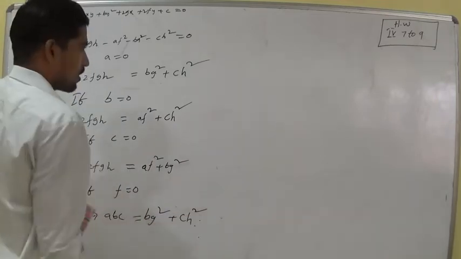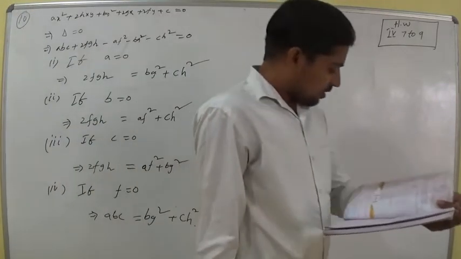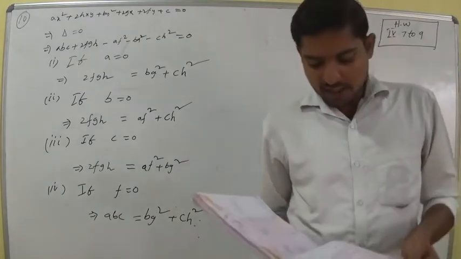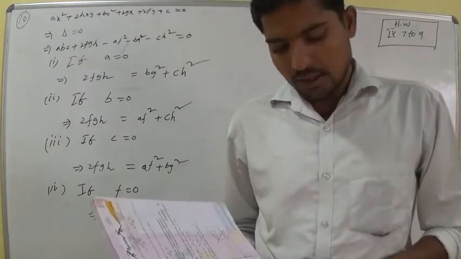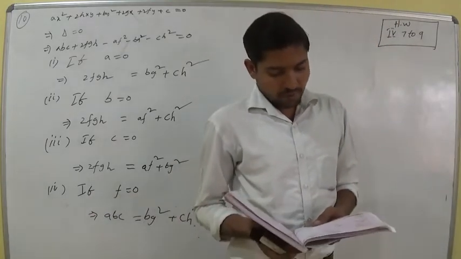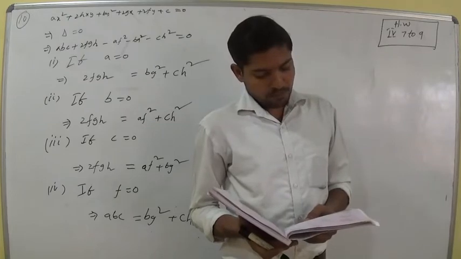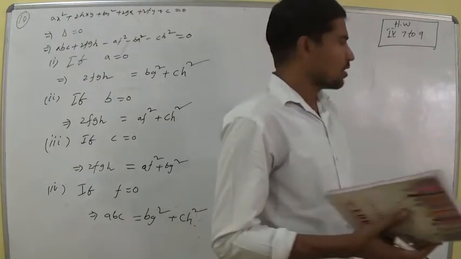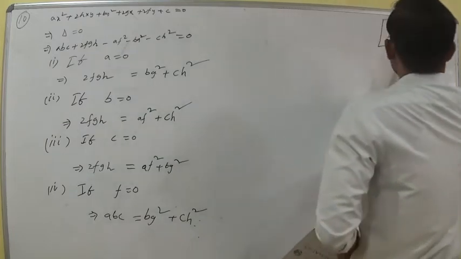Very good. Now the 11th one represents a pair of straight lines. Then find the value of k. That also you can do as homework. So I am giving the 11th one also as work here.